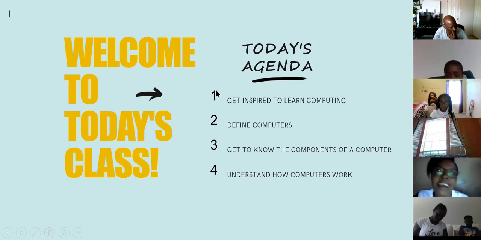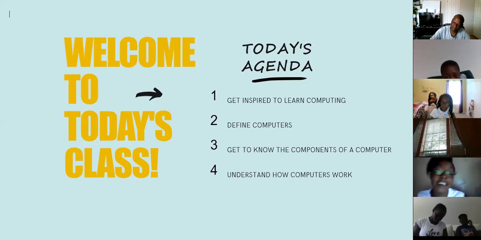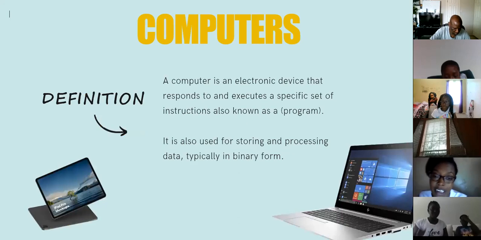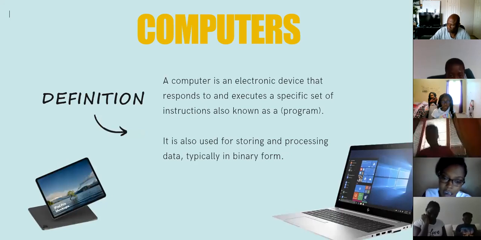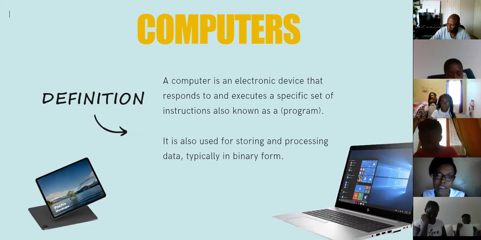Okay, cool. So all of you have got it correct. We actually say that a computer is just an electronic device that takes a set of instructions and executes it. So all your explanations are right.